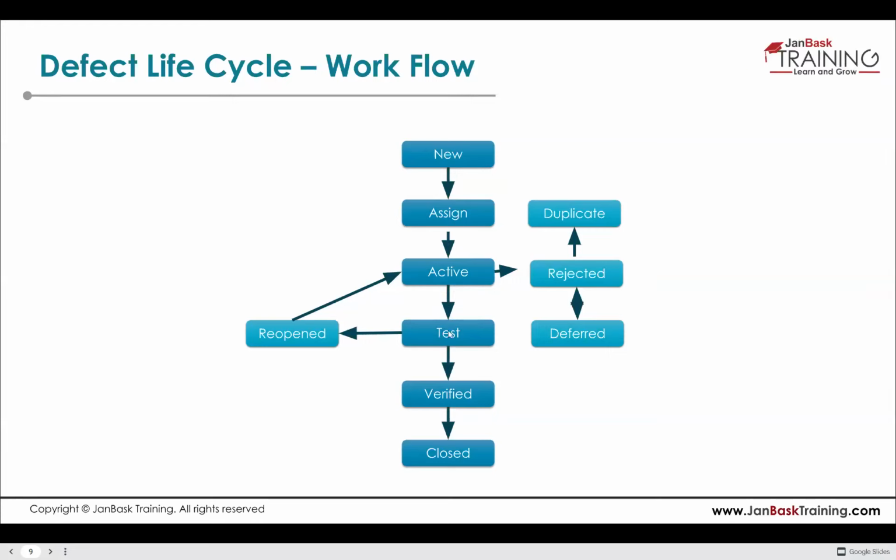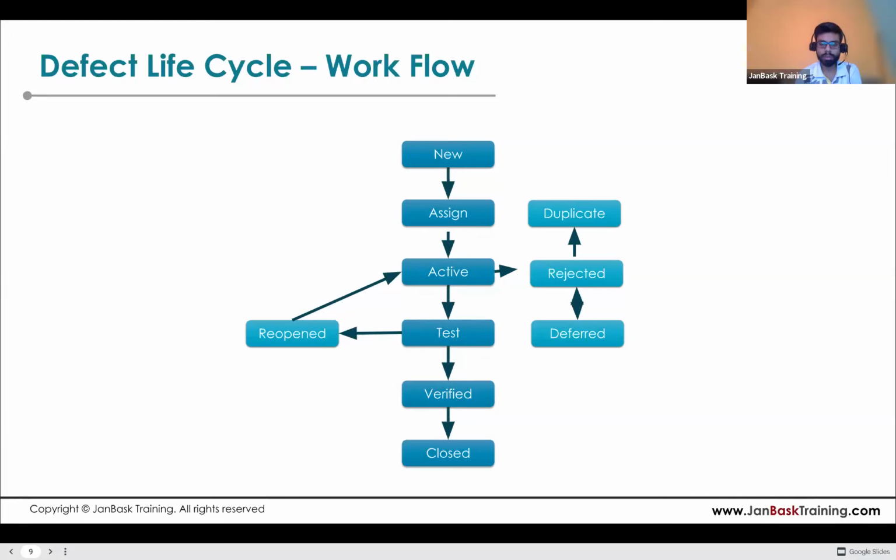Then you will retest the defect. If you find that the issue is fixed now, you will make it verified, and then you will close the defect. But while you are retesting the defect, if you find that the defect is still there, what will you do? You will reopen the defect and again assign it back to the developer. Is it understandable?